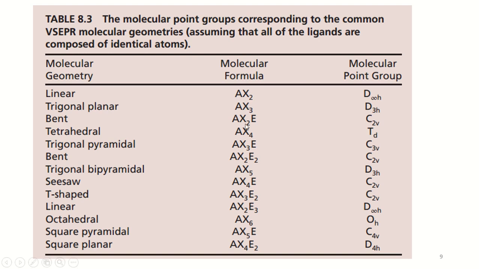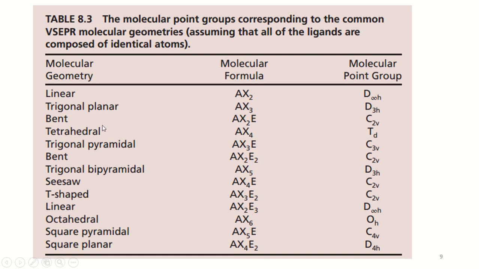So it is also believed that if we are talking about X3, X2, X4, X5, X6, and so on, it means that all the ligands are composed of identical atoms. It is supposed that all the ligands which are attached to the central atom, which is A, are represented with X. So it is believed that all the ligands are identical atoms.